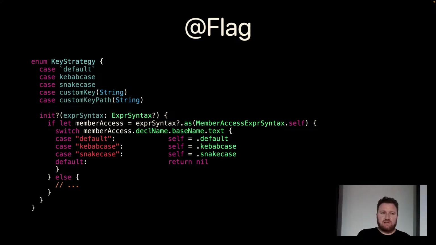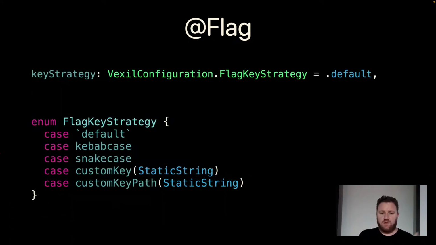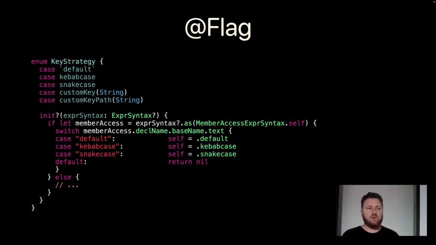But you not only need to handle, there's 100 different ways you can write dot default there. You could write dot default, you could write the full type dot default, you could put it into a variable and put it through, and the compiler will be happy with all of those, but your macro code won't be. So you've got to handle all of that.